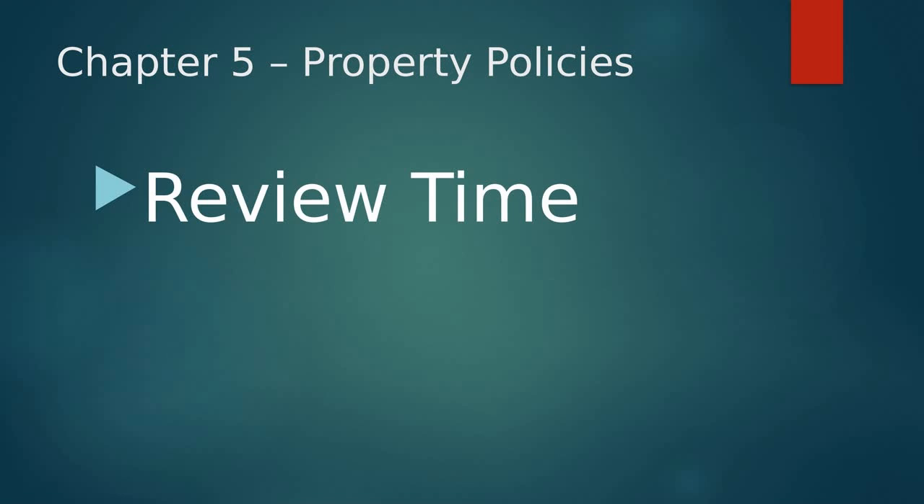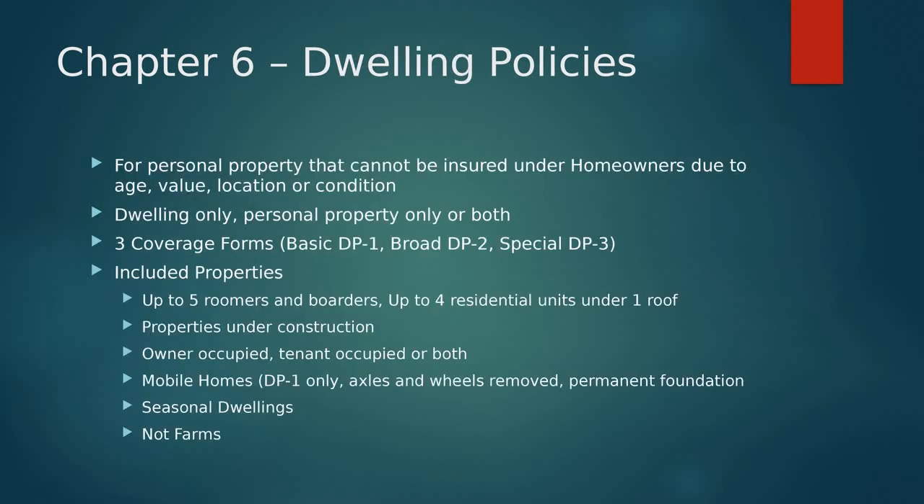That concludes Chapter 5, Property Policies. Now we're moving on to Chapter 6, Dwelling Policies. Dwelling policies are considered personal lines and are written on a single policy basis called monoline. The reason that people will buy dwelling policies is because they cannot qualify for a homeowner's policy due to an age, value, location, or condition issue with the property.